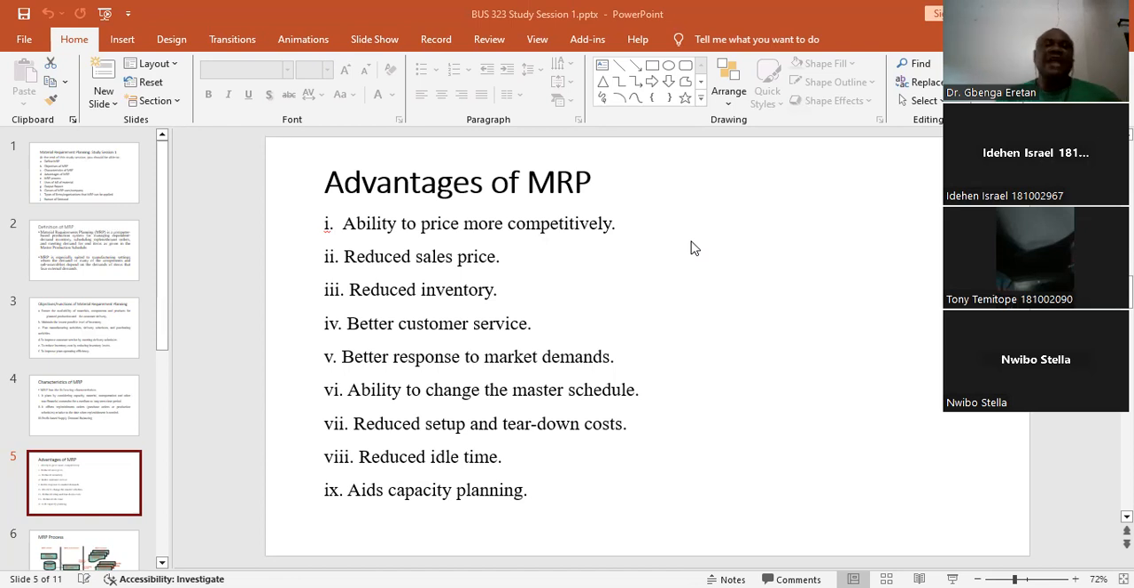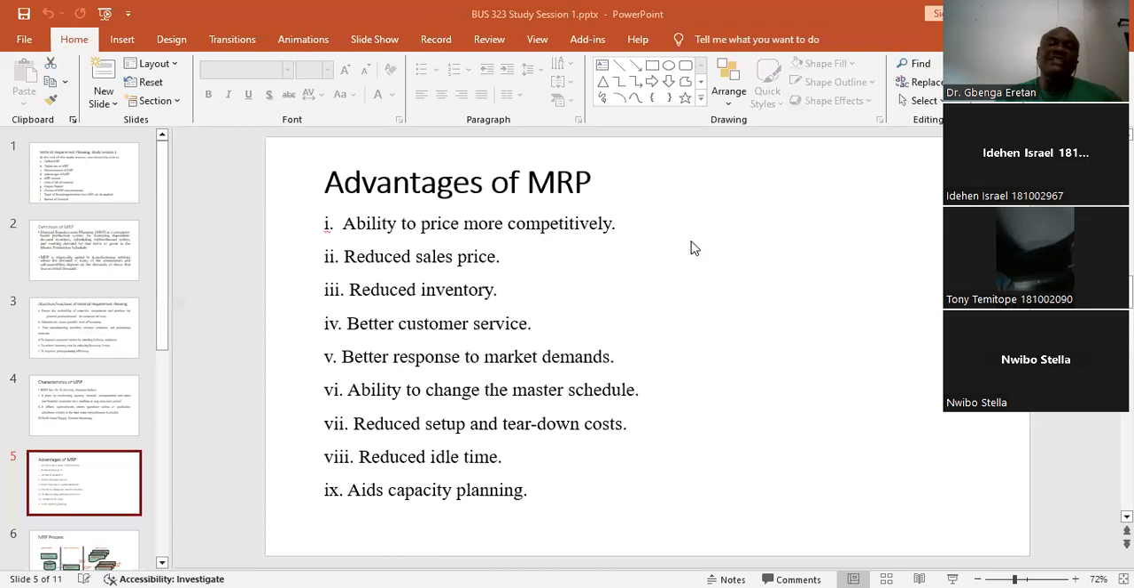Then the next one is ability to change the master schedule. The master schedule shows a lot of input into the production system. If you have a material requirement planning, you'll be able to adjust some of this schedule in order to suit the purpose that you want.